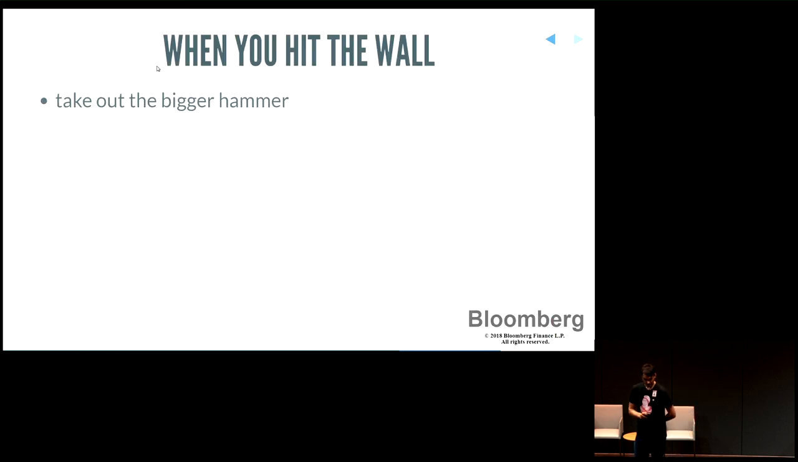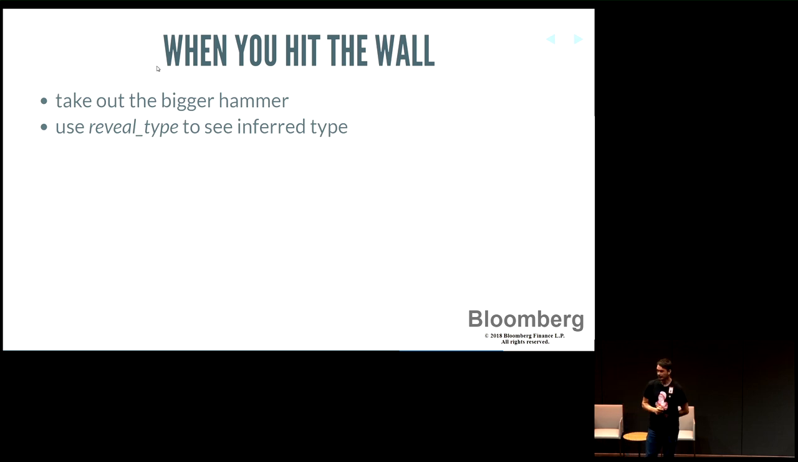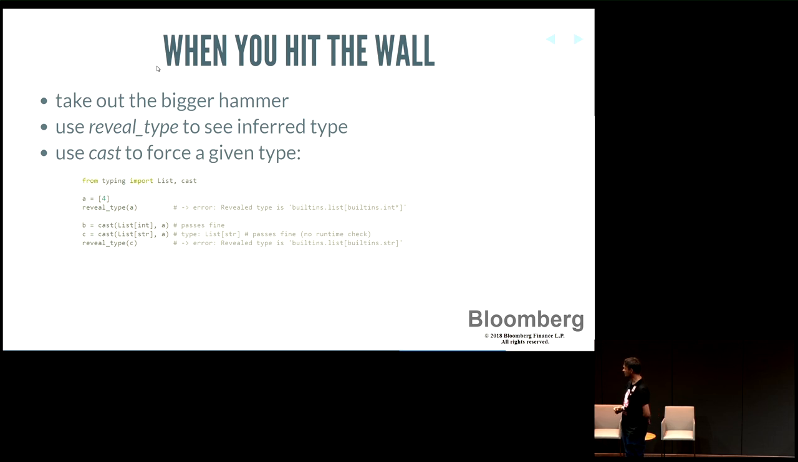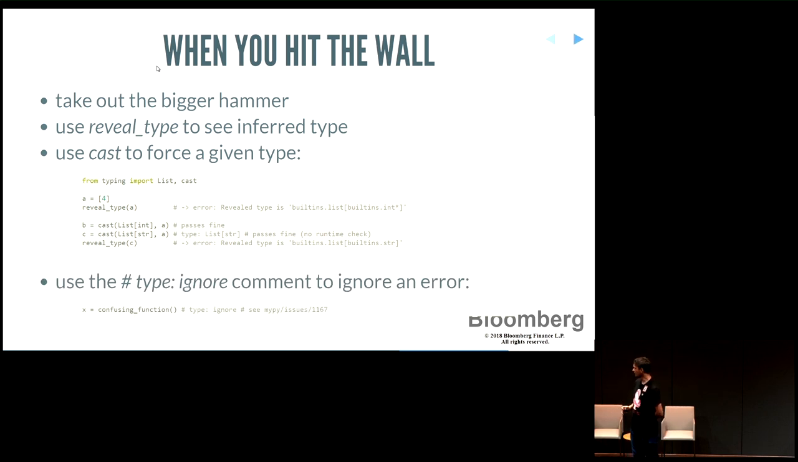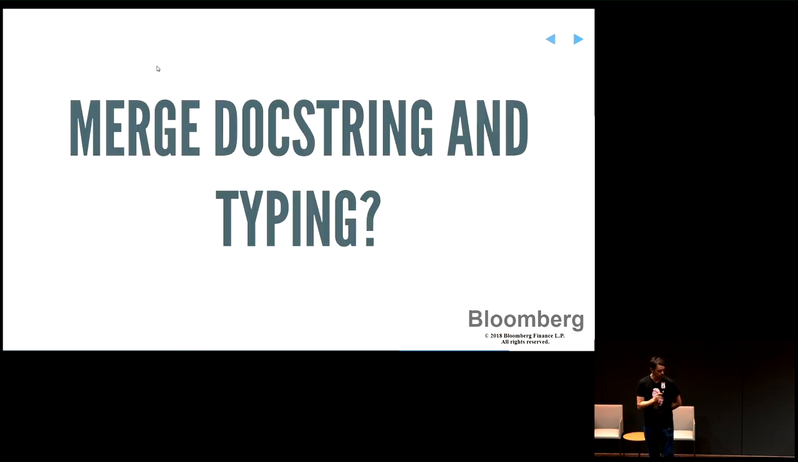So adding type hints is not trivial. But don't despair, you can always take out the bigger hammer. By bigger hammer, I mean you can use the reveal_type function to see what MyPy thinks the type is. When you don't agree with its deduction, you can use cast to force a given type on the linter. And when you've given up all hope and don't want to solve this typing problem, you can always place a type ignore comment and say you just don't want to deal with it.